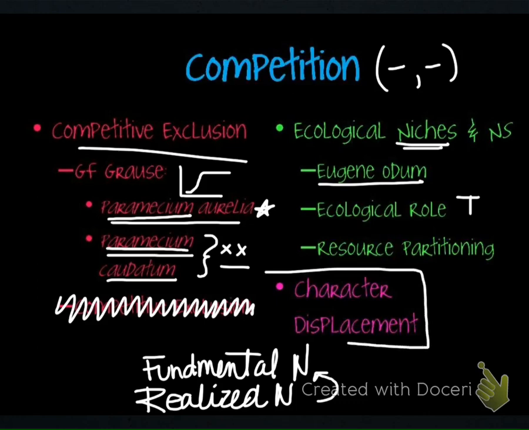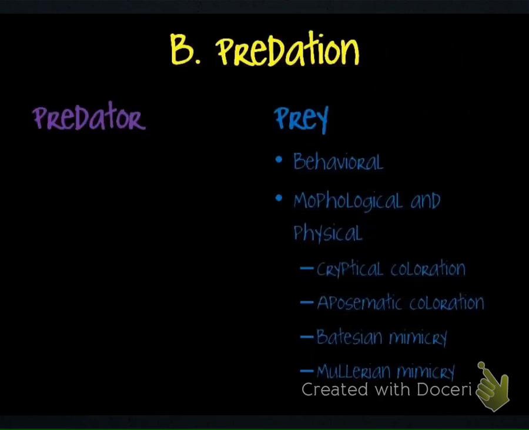Character displacement. This is when two closely related species that look alike, that look similar, become to look more different when they are competing for the same resources.